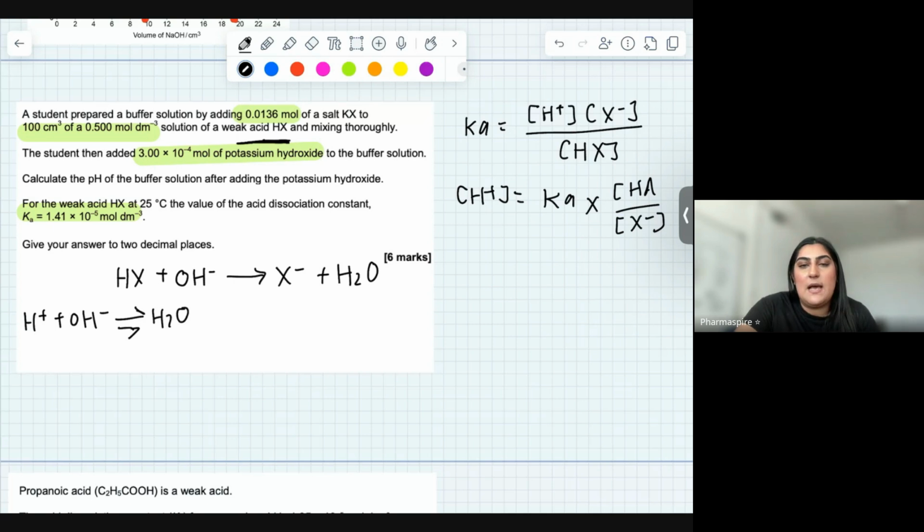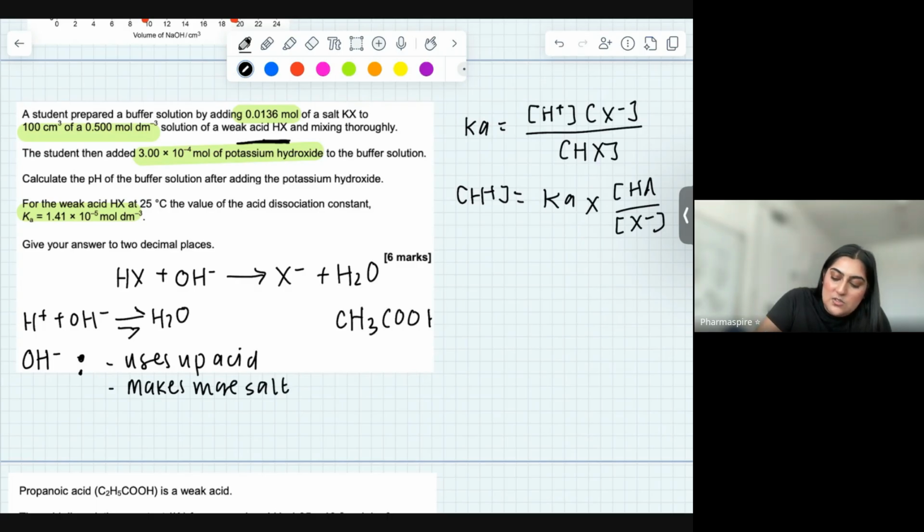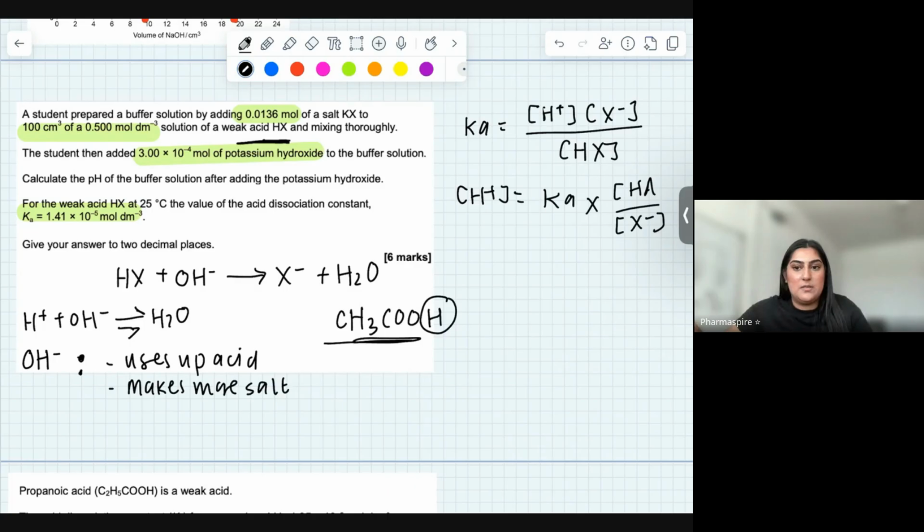That's basically what we wrote. Now, the whole idea is that because you're adding OH minus, it basically uses up acid, but it also makes more salt. Because it's using this acid, it's taking it away, so you end up with more of the conjugate left because we ripped off the H plus. Everyone happy with that understanding? So if you're using up the acid, you have to take away, but to make more salt, we need to add. That's where you get the add and subtract from.